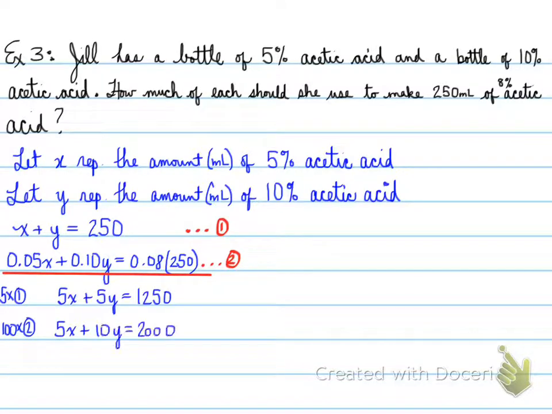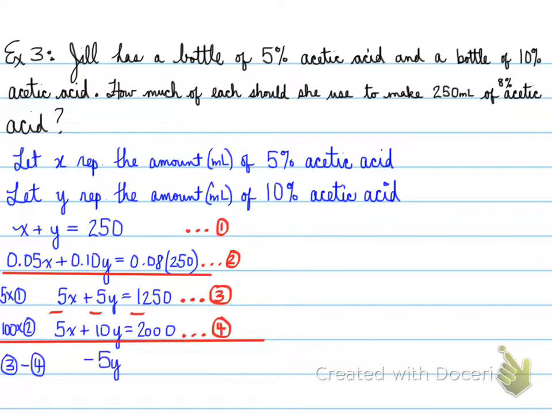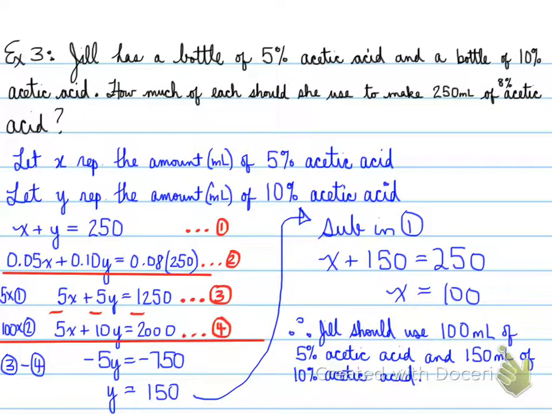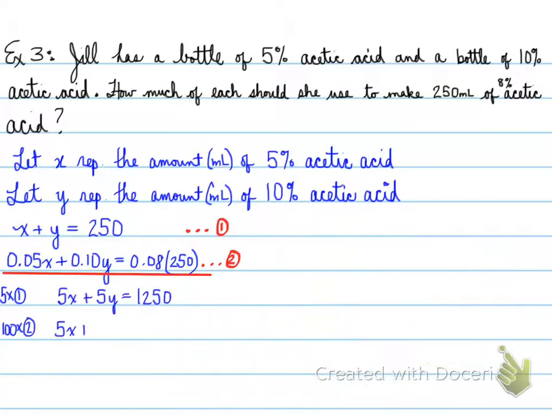5x plus 5y is equal to 1250. 5x plus 10y is equal to 0.08 times 250 times 100, which is 2,000. All right, so there's a lot of work there, and we're going to go through this really slowly. So one more time. This is going to be lines 3 and 4, and they're all aligned up.